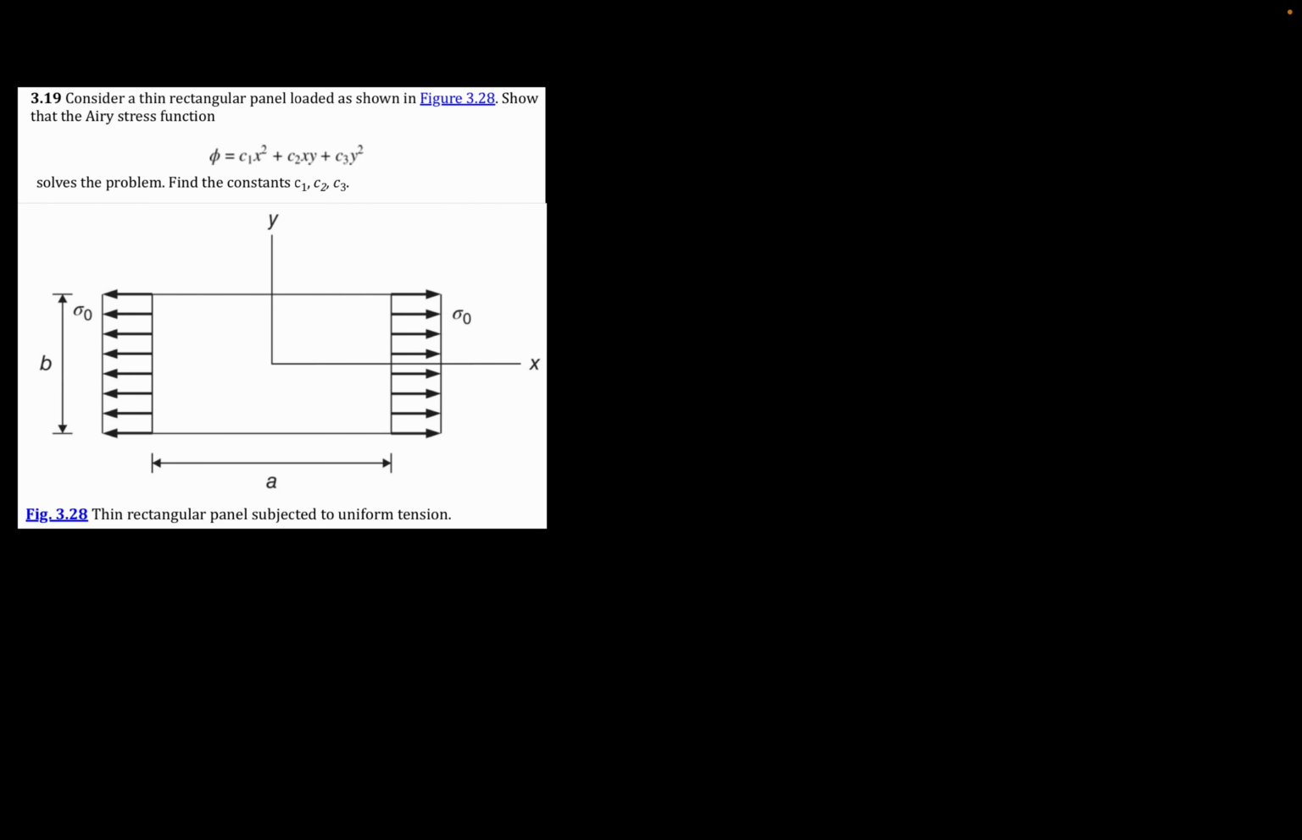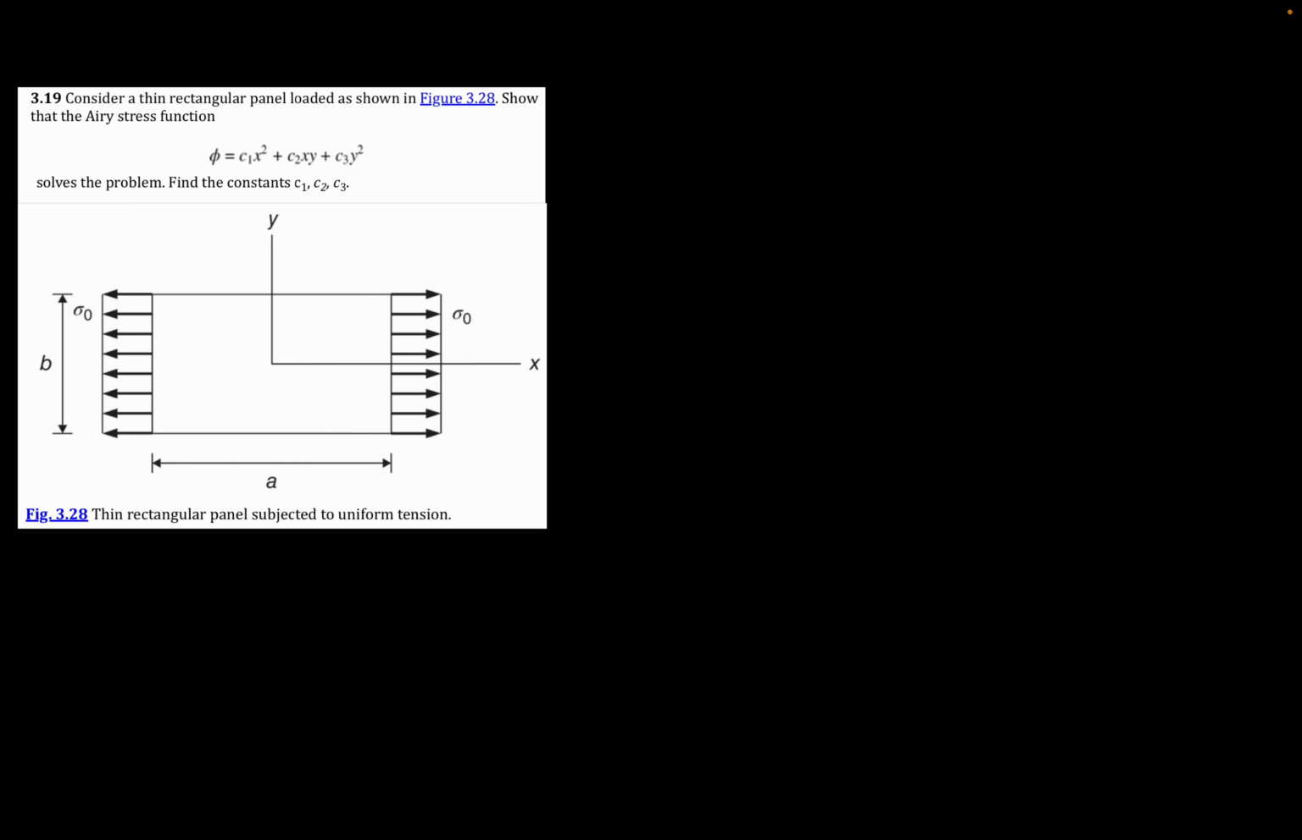Consider a thin rectangular panel loaded as shown in figure 3.28. What we need to do is show that the Airy stress function, phi here, solves the problem, and we also need to find the constants C1, C2, and C3.